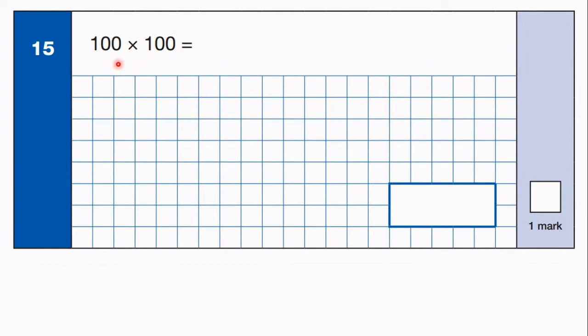Question 15. 100 times 100. Our answer is 10,000, because to multiply by 100, we put 2 end zeros on the end of a number. So in our answer, we have the 100 we started with, followed by 2 more end zeros. There is another way of thinking about this question. If we look at these end zeros as well, we can see that we have 4 end zeros, so we can do 1 times 1, which is of course 1, and then put 4 end zeros in the answer.